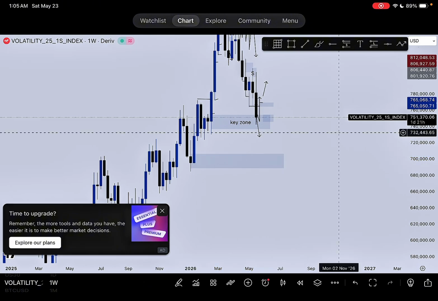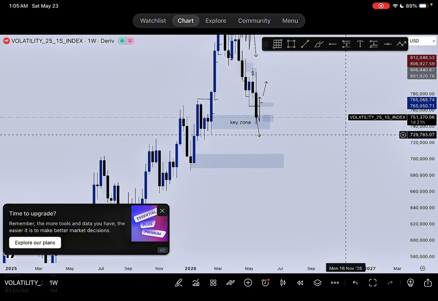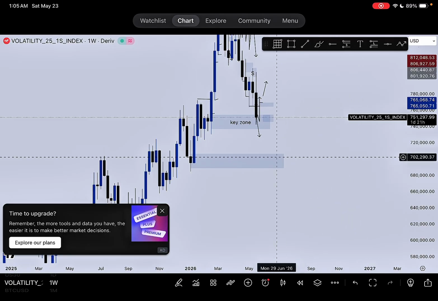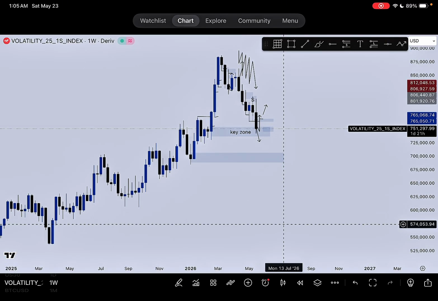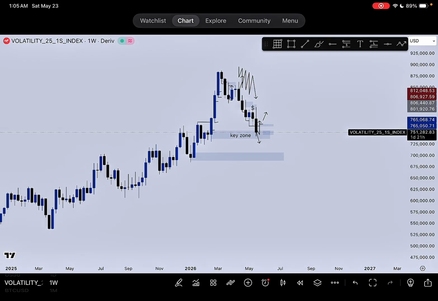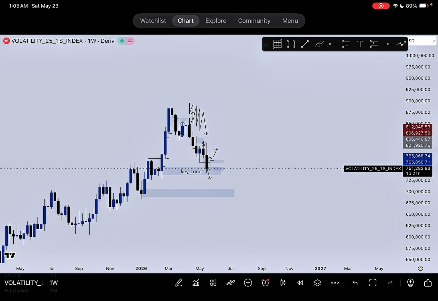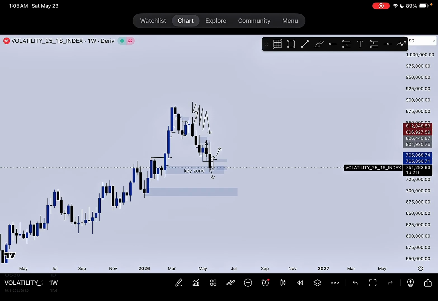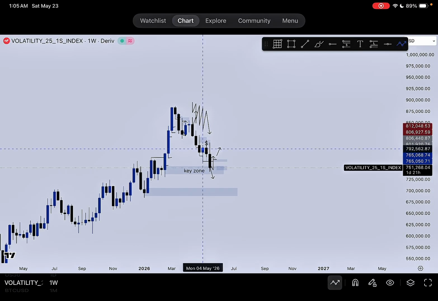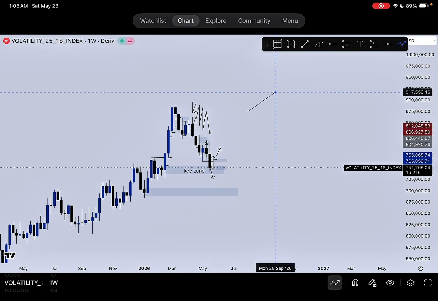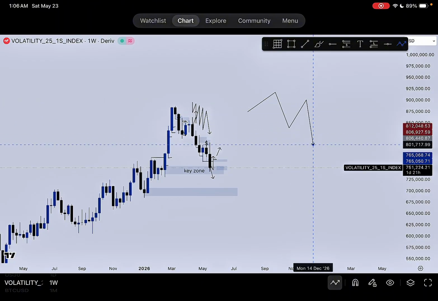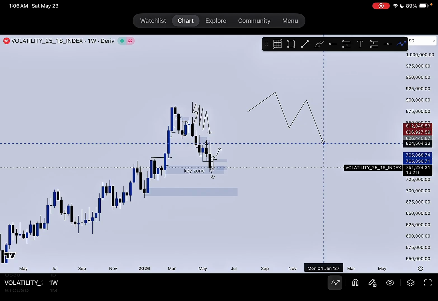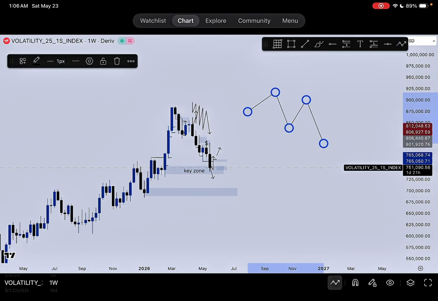So if this zone should fail, the next zone I should expect the market to start buying from is this particular zone. So it's very easy to spot, very easy. Like this strategy is very easy. You just have to wait for your market structure shift. And I'll also make another video for those asking me for continuation entry, but I don't normally trade continuation entry on this particular volatility. I normally do that on gold and BTC.